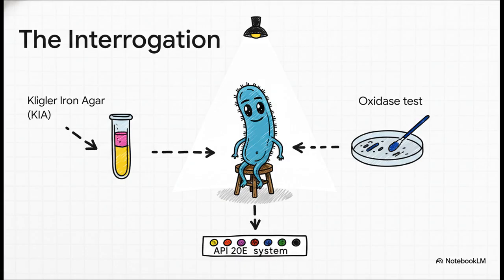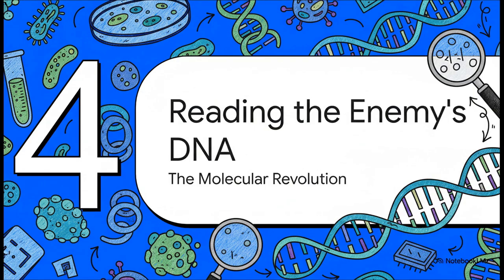Each test reveals a different trait. And when you combine all these results, you create a unique profile that helps you systematically narrow down exactly what pathogen you're dealing with. Now, this whole process, culturing, then all the biochemical testing, it's slow and it's cumbersome.